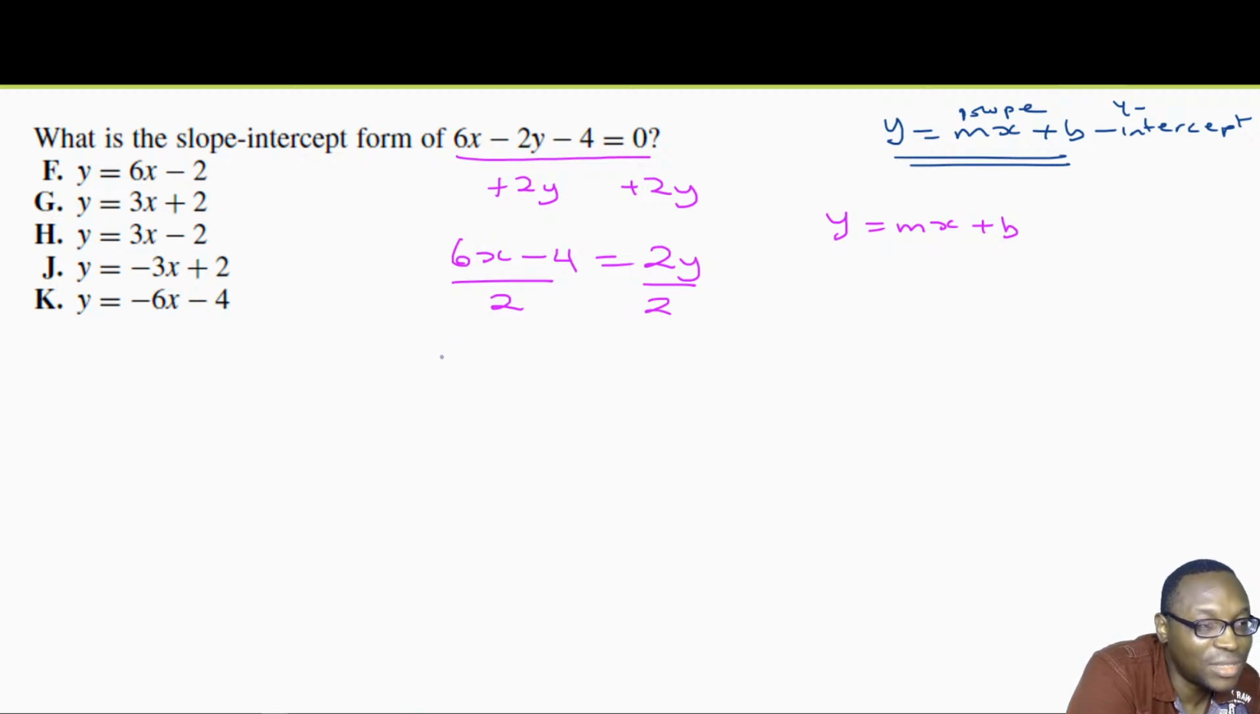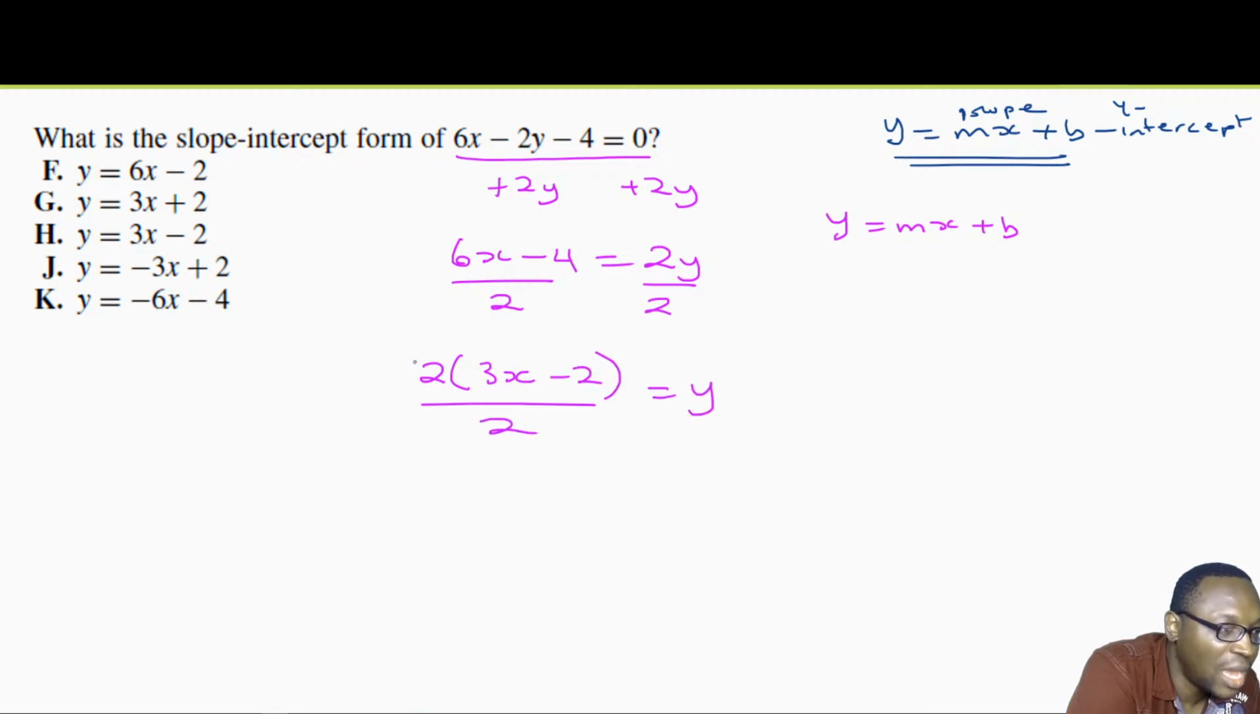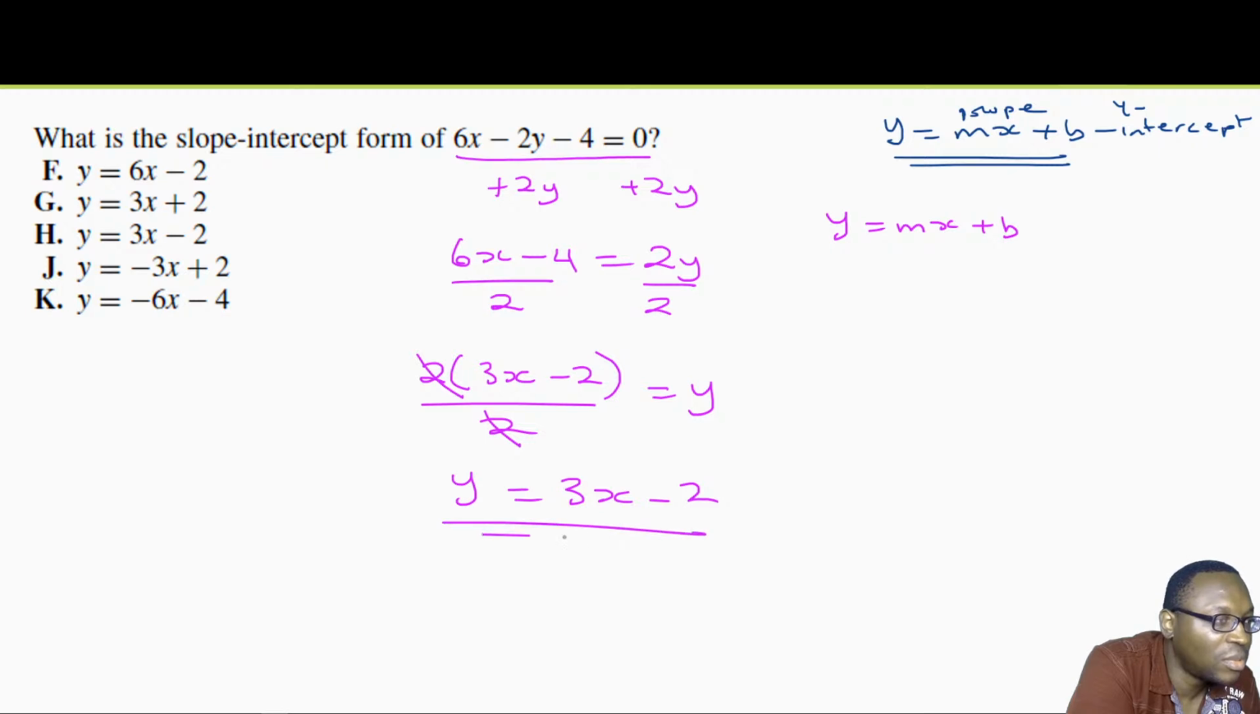What we can do to actually divide this is to factor the numerator here. So we're going to have 2 as a common factor, the greatest common factor, and you have 3x minus 2 over 2 equal to y, and then you can cancel this out, and then you have y equal to 3x minus 2.